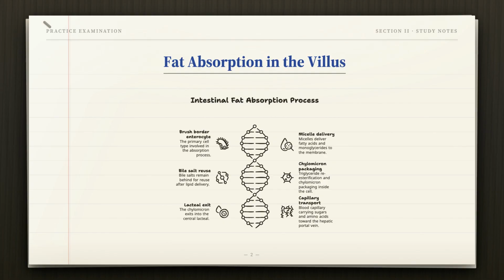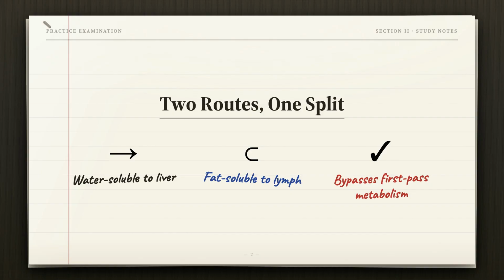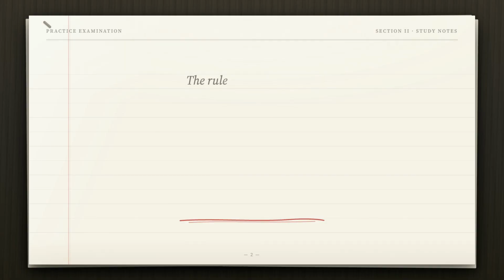Inside the cell, triglycerides reform and pack into chylomicrons, which exit into the lacteal, while sugars and amino acids instead enter the blood capillary. From the lacteal, lymph carries chylomicrons through mesenteric lymphatics to the thoracic duct and into the venous system, bypassing the liver on first pass entirely. Sugars and amino acids, by contrast, drain into the hepatic portal vein and are inspected by the liver first, an asymmetry that matters for lipophilic drug absorption and explains cloudy blood after a fatty meal.